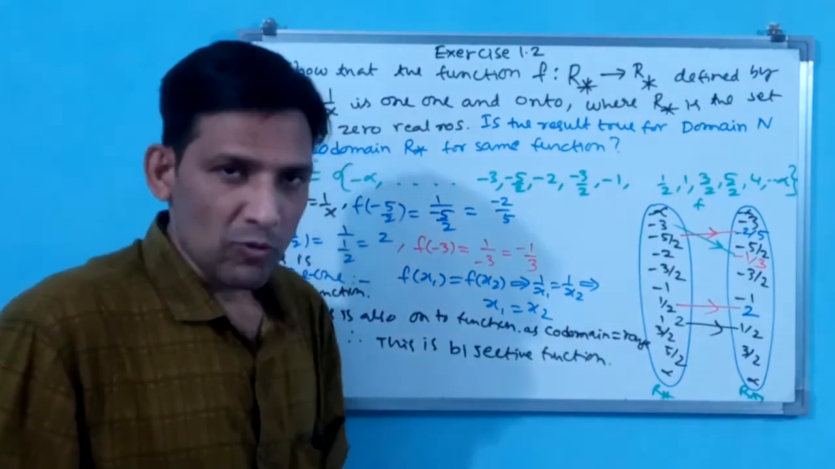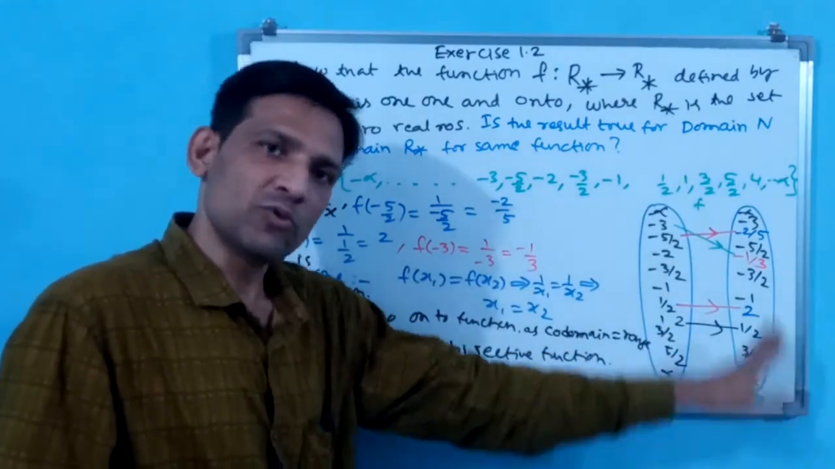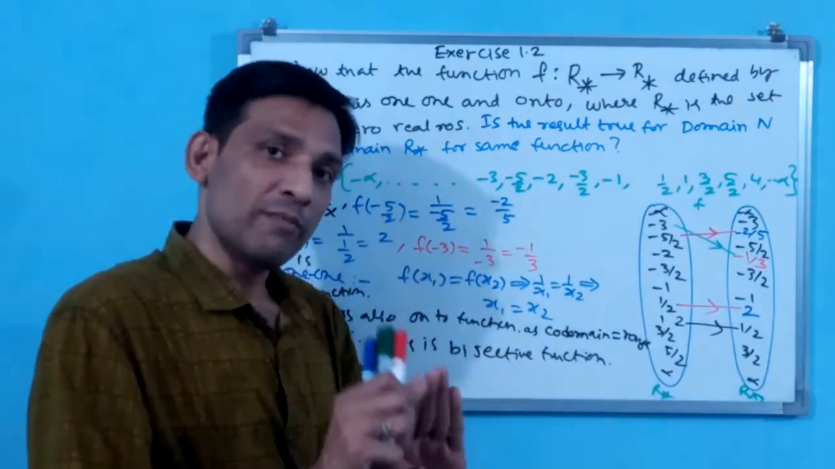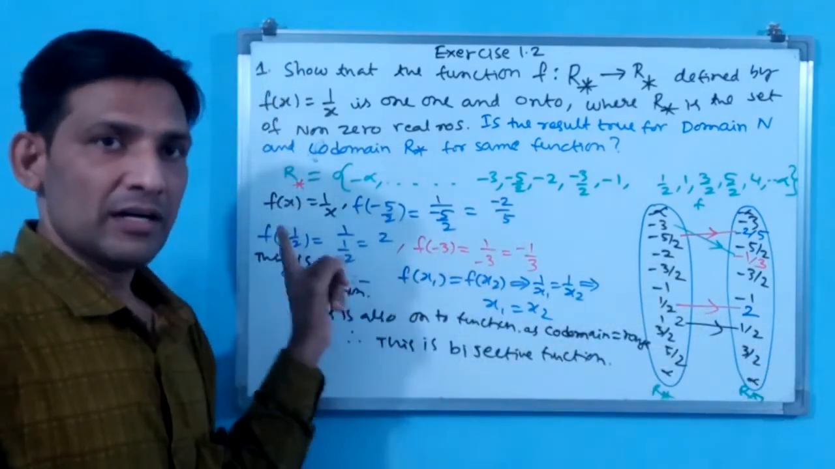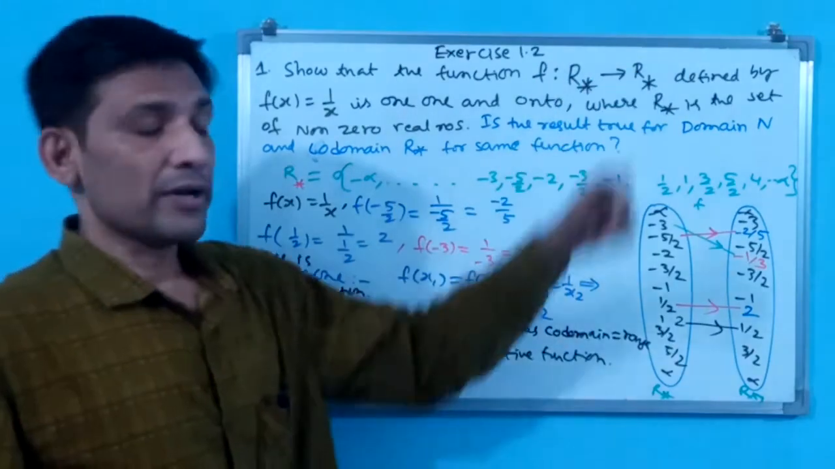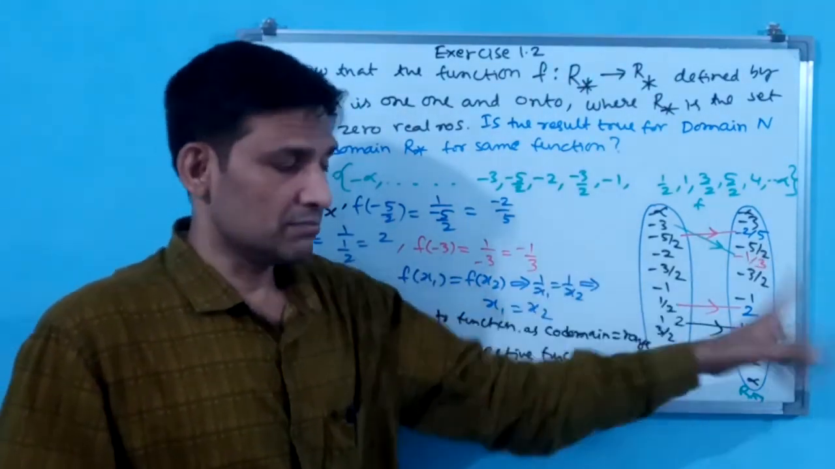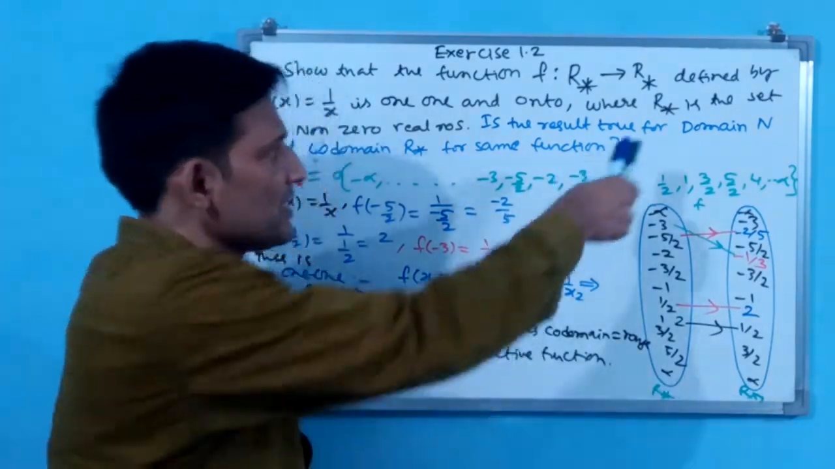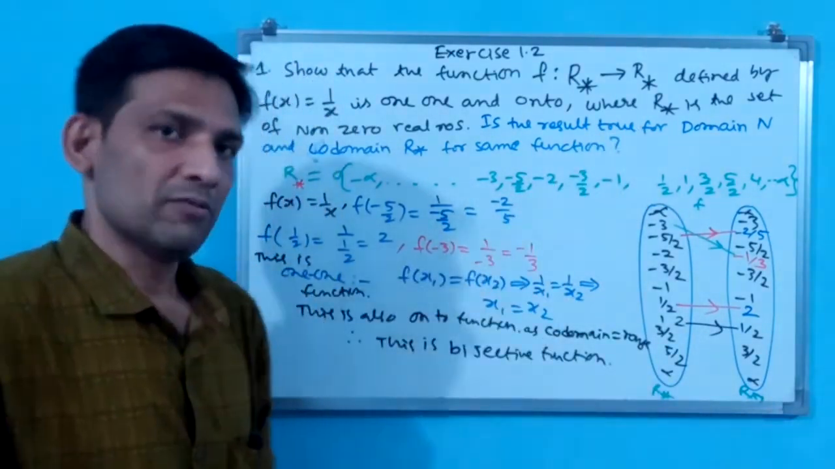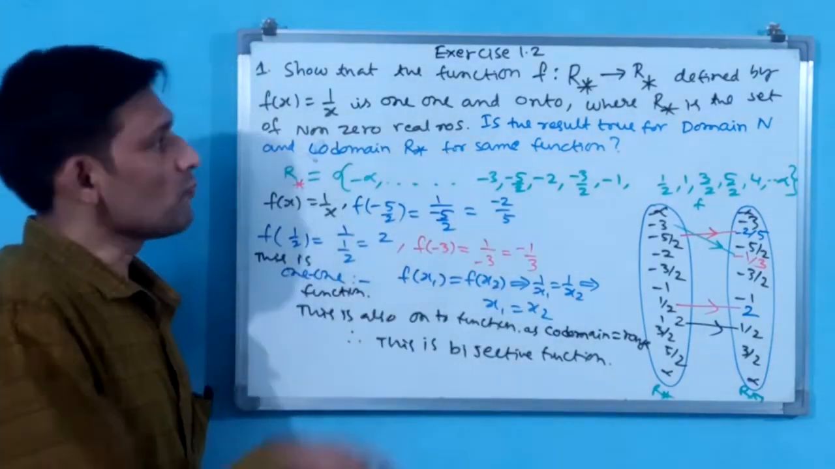How has it become an onto or surjective function? Because all elements in the codomain are engaged. No element is left, because each element is having some pre-image. Because this is a real number, for a real number every number will be there. If this were a natural number on this side, then that situation will not come. We will see in the second part of that question. Now 50% of this question is over. Then we go for the second part.